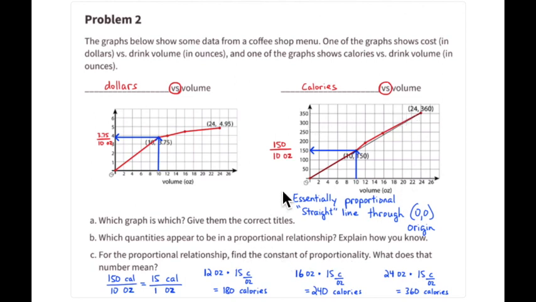So calories is proportional. You can't change that at all unless you change what you're putting into the coffee, but this is not doing that. This is just changing the volume of the same thing. So you cannot change that relationship. That relationship is fixed. Whereas you can change the relationship of dollars per ounce. You're the owner, you can charge what you want, and you can give people a better deal if they buy more coffee.